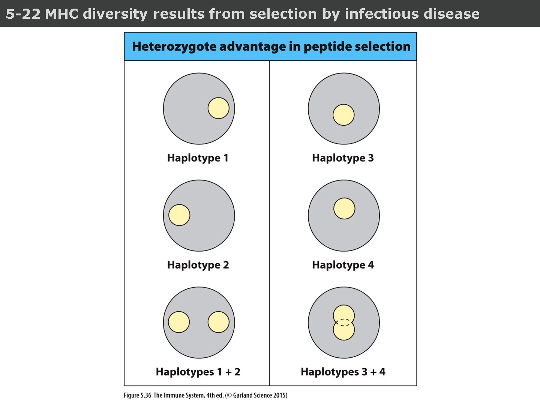This results in greater immune coverage against diverse pathogens. In contrast, if the two inherited haplotypes, like 3 and 4, have overlapping peptide binding specificities, the advantage is reduced. The overlap limits the diversity of antigens that can be effectively presented to T cells. This model highlights why individuals with a greater diversity of MHC alleles often have enhanced immune responses. It also explains how infectious disease pressure has contributed to maintaining MHC polymorphism in human populations.